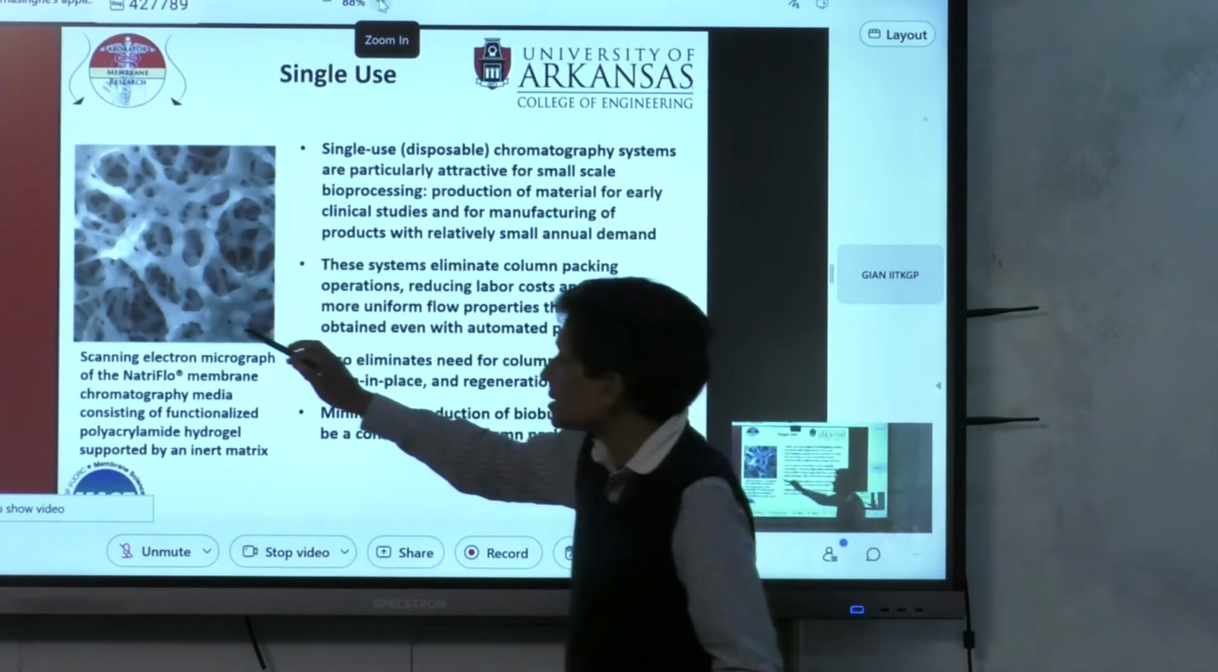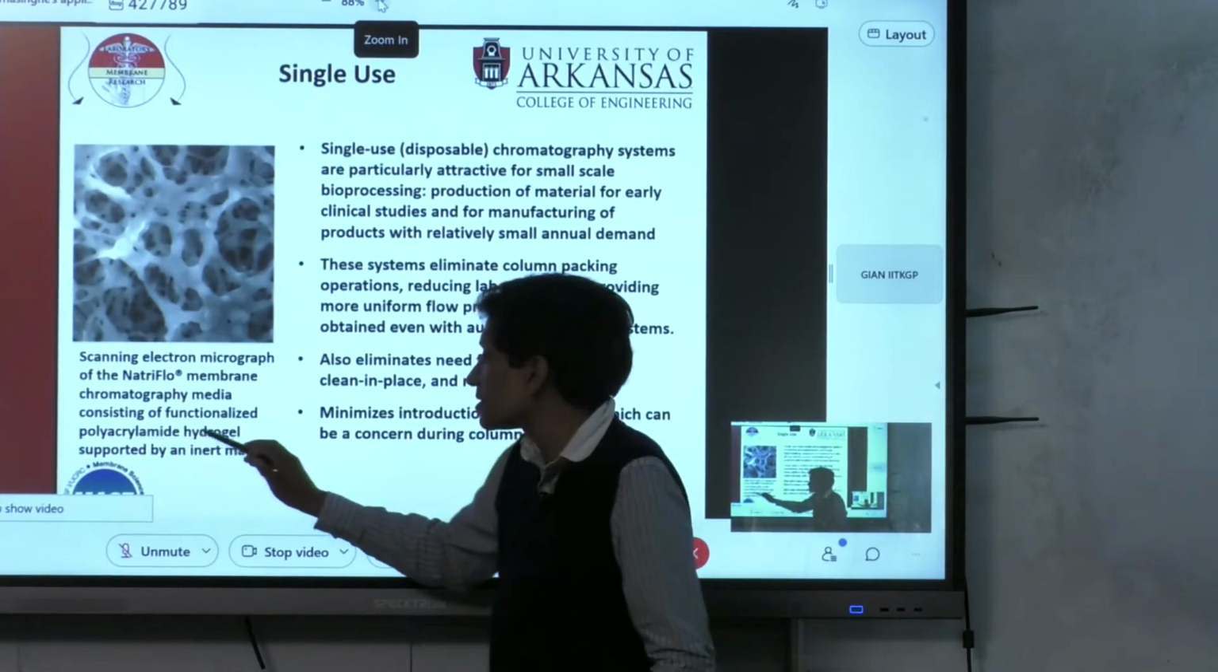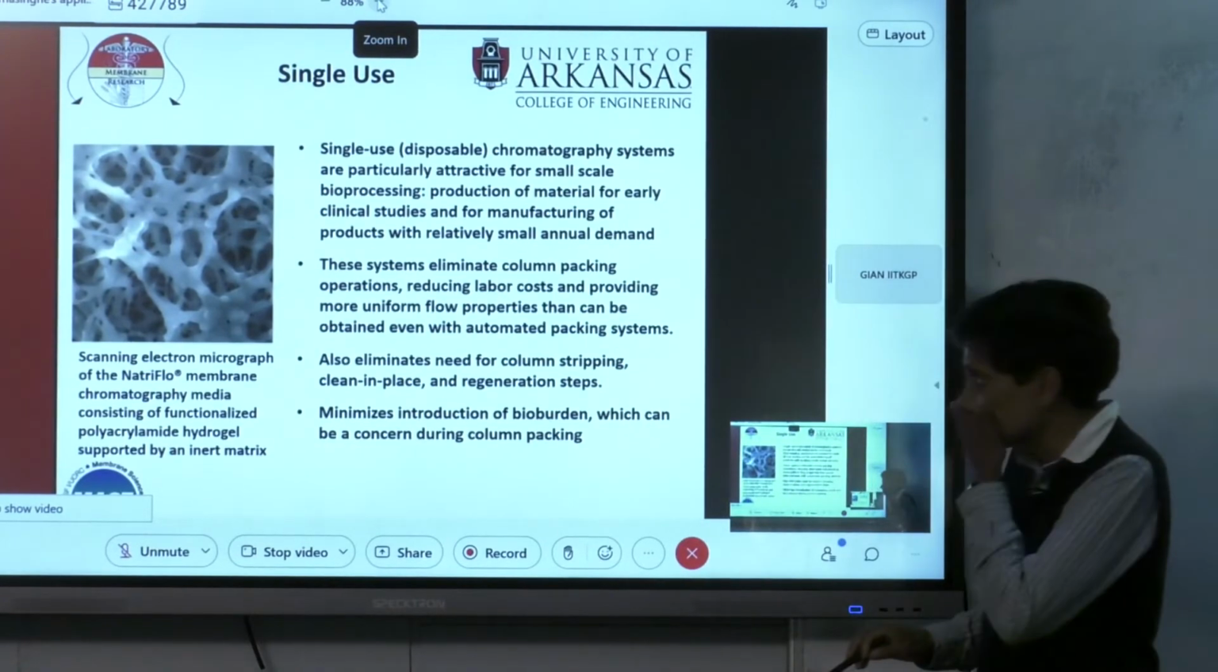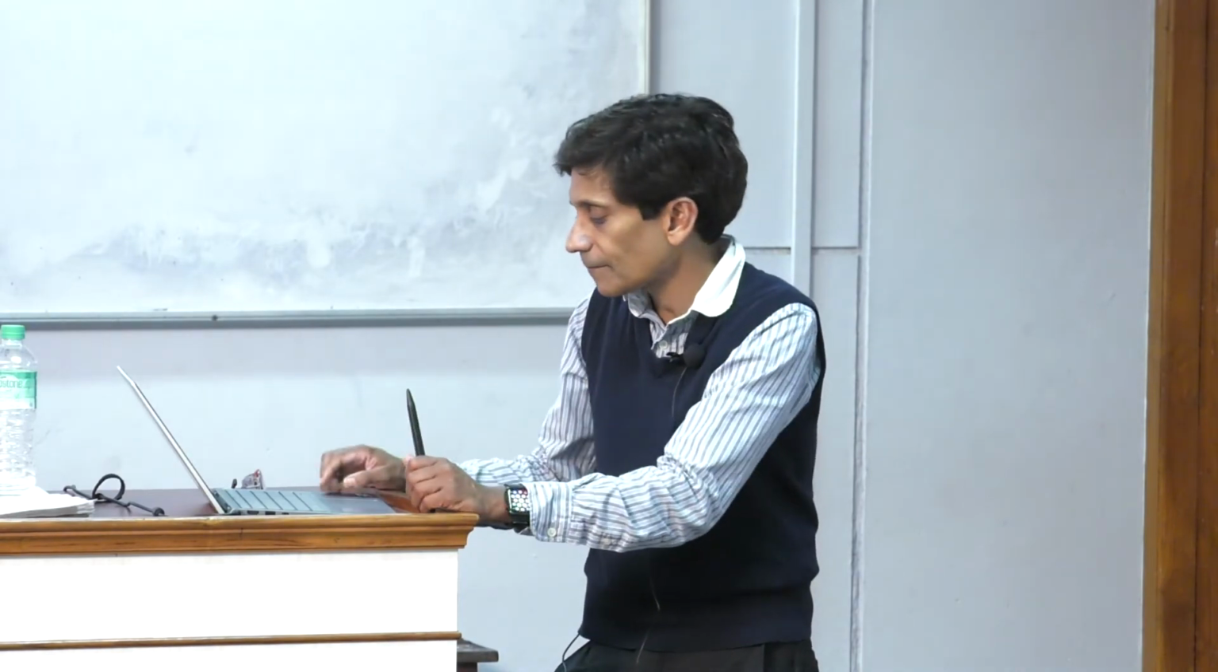This is just showing a CM Natrix flow, which is a membrane chromatography media consisting of functionalized polyacrylamide hydrogel supported by a matrix. Natrix is a company that was bought up by Millipore, and they make some unique membrane type chromatography resins. So these are the advantages of single use. Basically, you don't need to regenerate, you don't need to clean in place, and you don't have to dispose of all that cleaning material, whether it be buffer or whatever it is. That actually is a significant advantage.